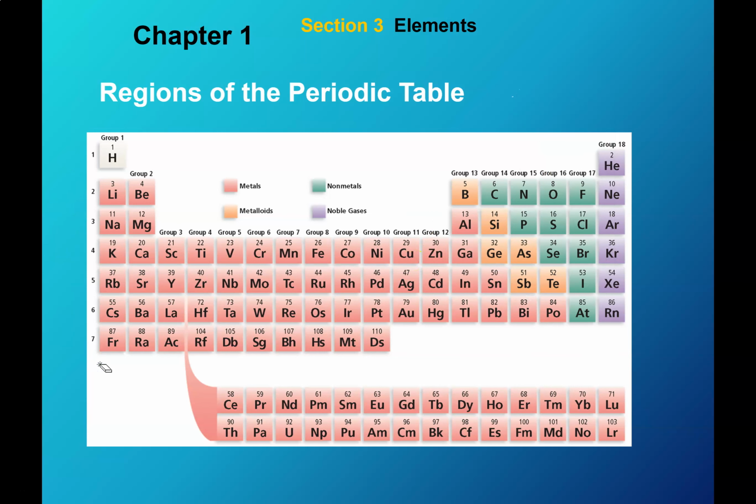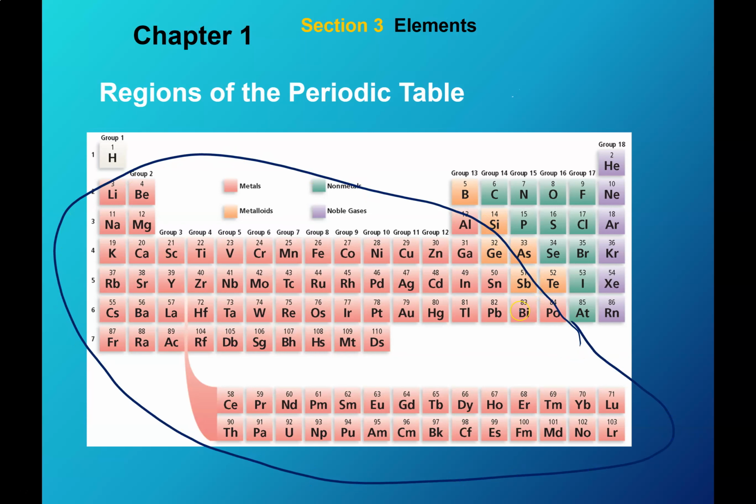Alright. So we can see that this part of the periodic table, along with down here, about 2/3 of the periodic table makes up metals. Okay, so about 2/3 of the known elements in the universe are metallic in nature.